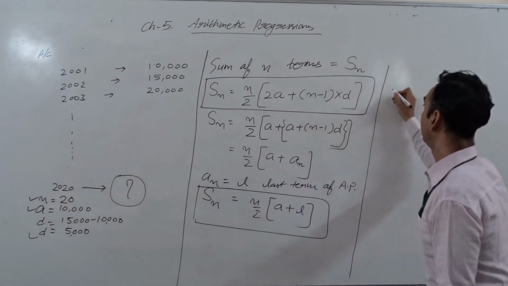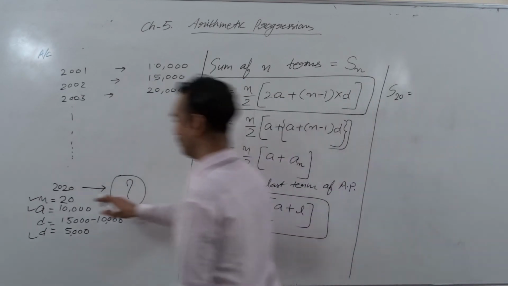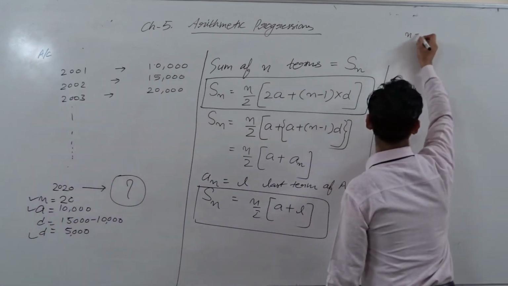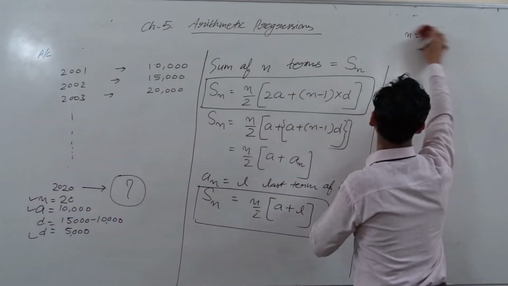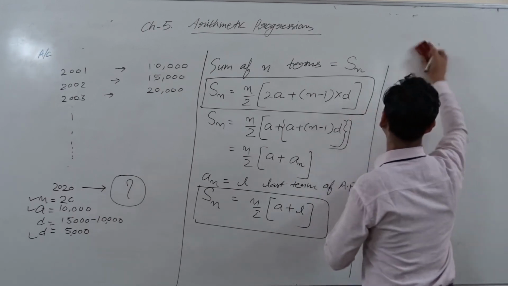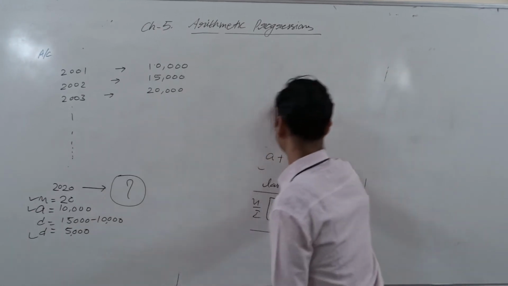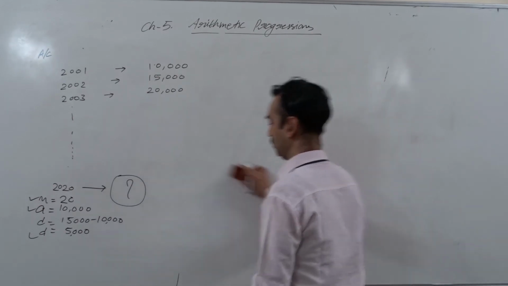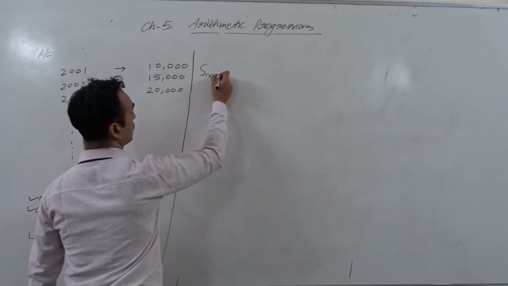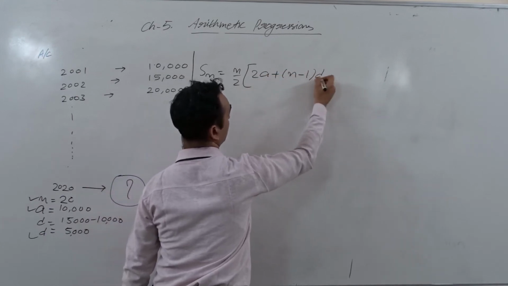The formula is written here. I am writing S20, because we are going to find Sn, where n is 20. Sn equals n by 2, 2a plus (n minus 1) into d.